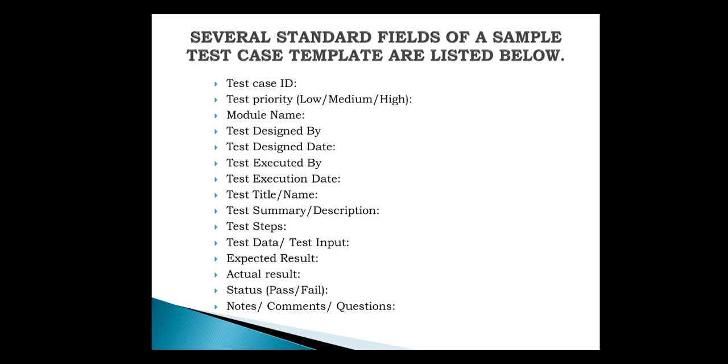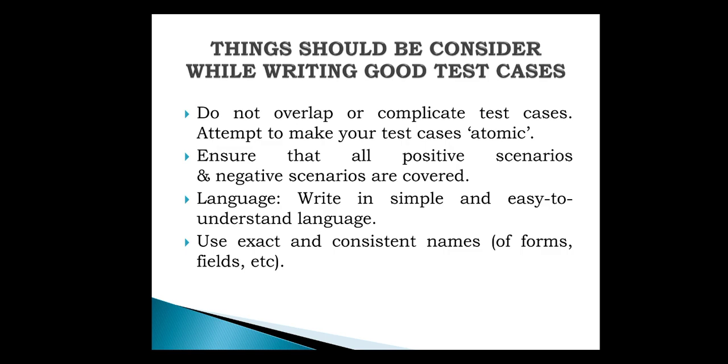We will proceed further. Things that should be considered while writing good test cases. What things do you need to consider while writing good test cases? You should not overlap or complicate test cases, and you should attempt to make your test cases atomic. Atomic means there should be a single aim, or we can say the test case should be unique, that is, not ambiguous.